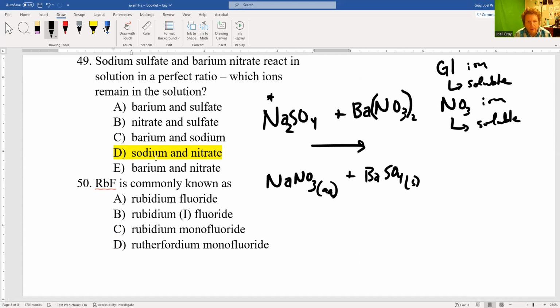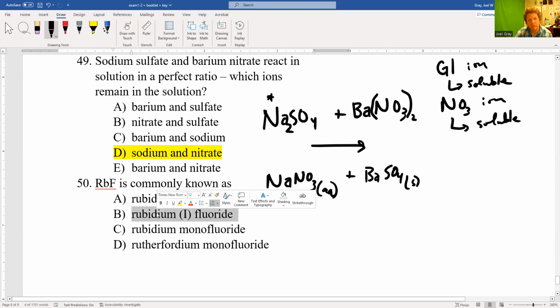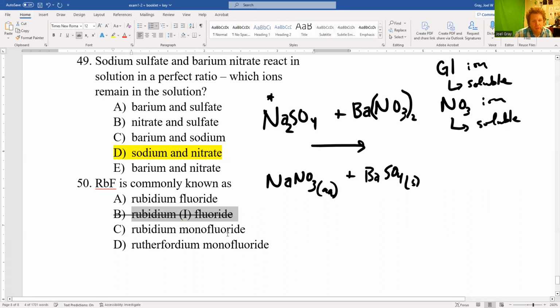Now our last question is a nomenclature question, because nomenclature is super important. RbF is commonly known as, well, rubidium fluoride. Well, if you look on the periodic table, what you'll notice is that rubidium is a group 1 metal. So it has a charge of +1. And if you look at fluorine in group 7, that's going to be a -1 ion. So if you look at the answer options, answer option B, rubidium(I) fluoride. You don't need to do that because it's not a transition metal. You don't need to declare with a Roman numeral what the charge is. So we're going to go ahead and strike that answer option B from the options.